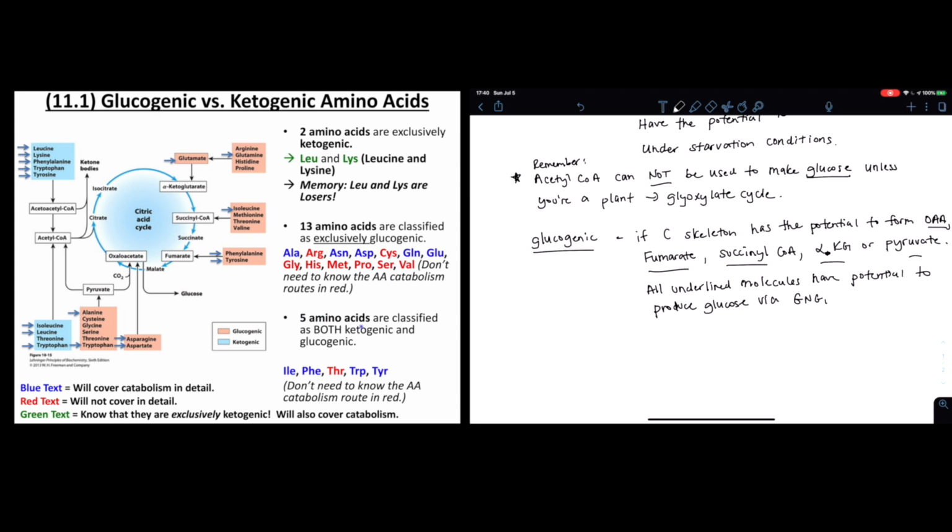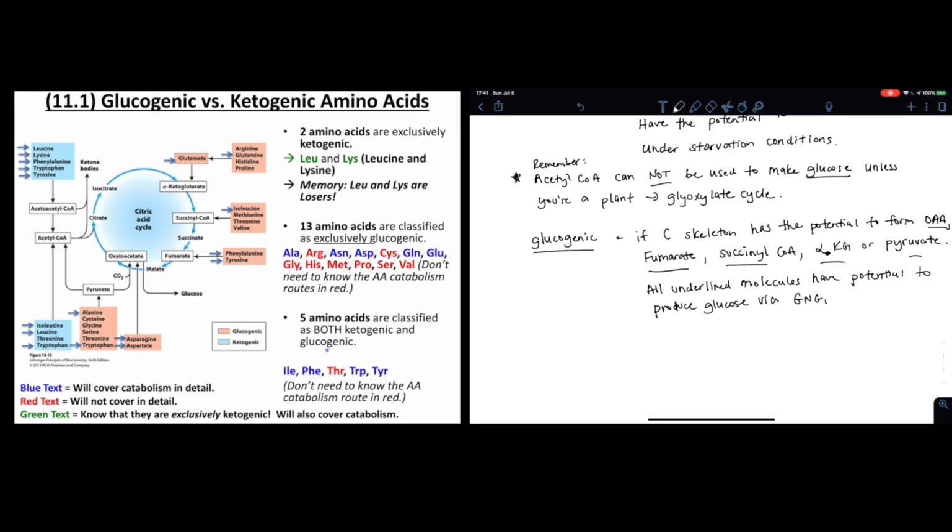And then we have 5 amino acids that are classified as both. So this includes isoleucine, phenylalanine, tryptophan, and tyrosine, okay? And we're going to cover these ones that are in blue a little bit later in the set of notes. So I know you're probably looking at this now and thinking, we didn't go over this before, but we will cover this by the end of the set of notes, okay? But you don't need to know threonine. So remember that they're classified either as ketogenic, glucogenic, or they can be both ketogenic and glucogenic.